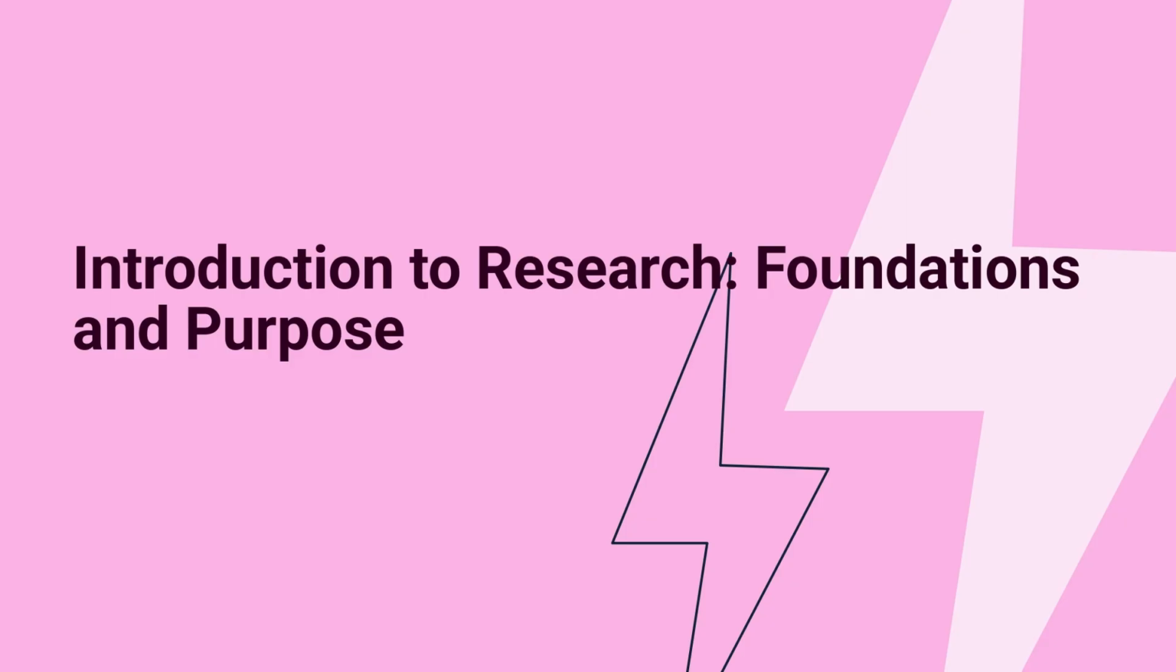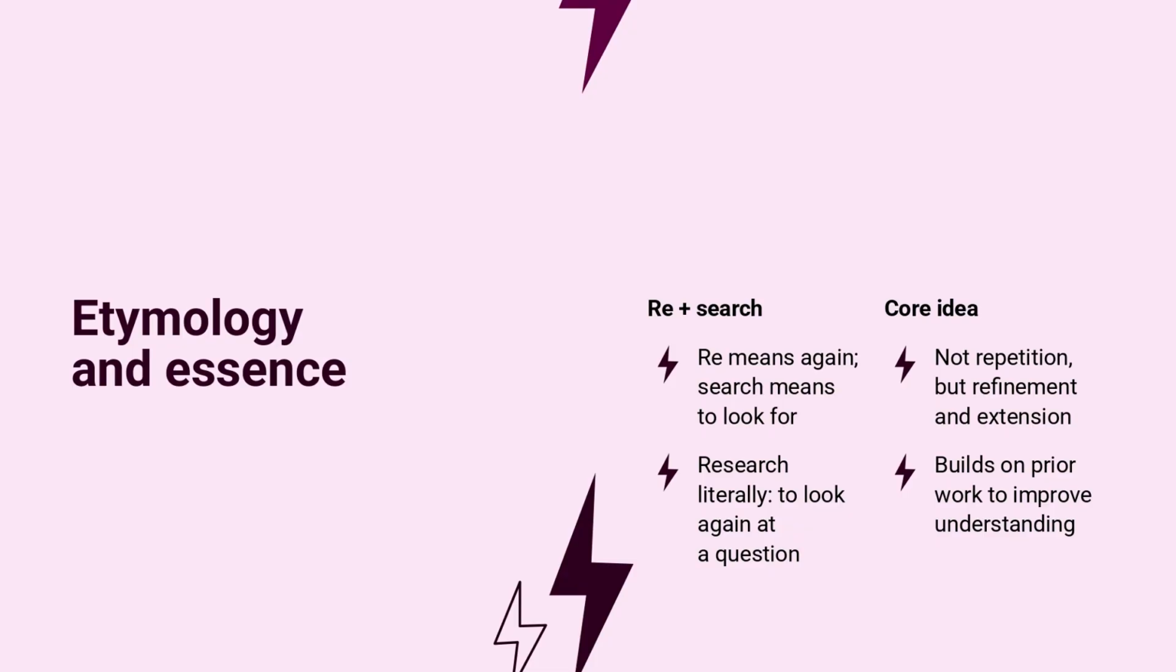Let's start with the word itself. Research comes from two parts, re and search. The prefix re means again, and search means to look for something. So, research literally means to look again. This doesn't mean we're repeating work unnecessarily. It means we're building on what already exists. Someone before you may have studied a topic, but new situations, new contexts, or new technologies might require us to look again with fresh eyes.